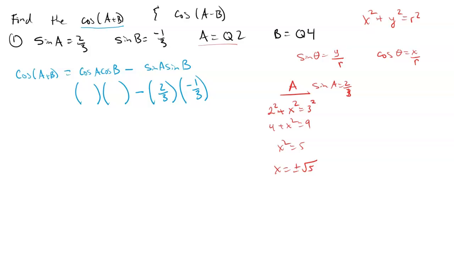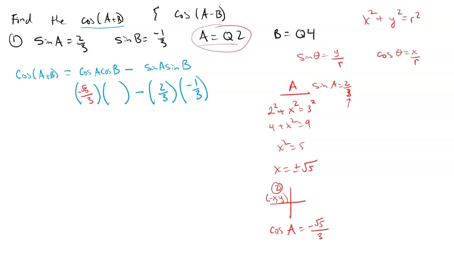Now, here's where this information comes in. We're in quadrant number 2, right? Quadrant number 2, right here, I know that my x's are negative and my y's are positive, so that means my cosine of A has to be a negative root 5. It's going to be the same value as the denominator, so this will just be negative root 5 over 3.